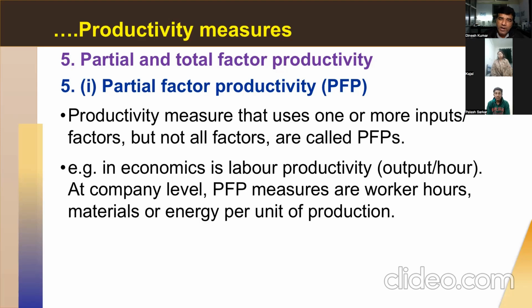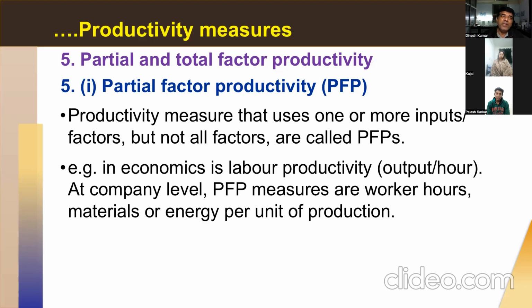Because if I apply water, it is in hectare-centimeter or hectare-millimeter. If I use a machine, it is in hours per hour. Machine ka charge 500 रुपए घंटा, ट्रैक्टर का 1000 रुपए घंटा लगता है. So the units are not similar, so we cannot combine the productivity of 2 or more inputs.